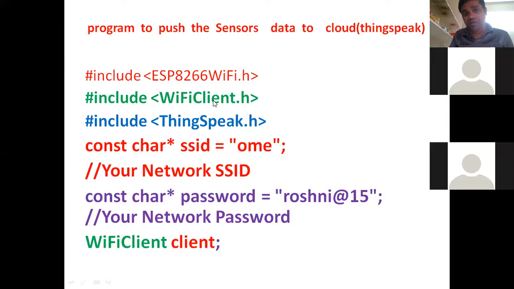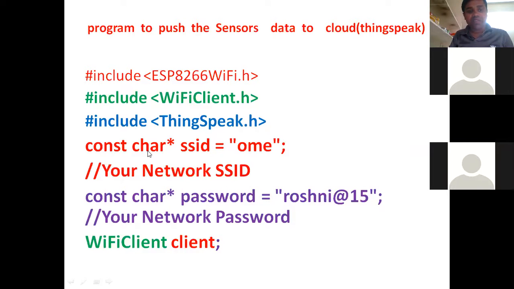This Wi-Fi module first connects to the nearest network, to connect to the nearest router or to your hotspot. In order to connect to your hotspot, there is a library, WiFiClient.h. Next one is ThingSpeak.h to initialize the ThingSpeak library commands.